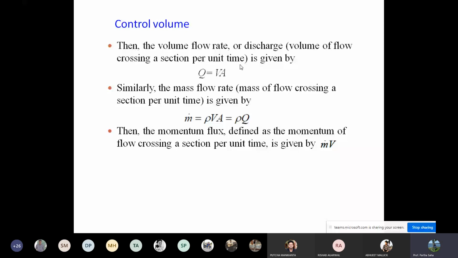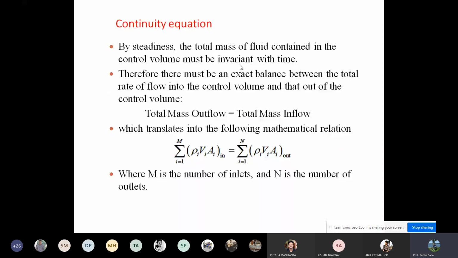The momentum flux, defined as the momentum of the flow crossing a section, is given by m dot V. These are the control parameters we are going to consider. Then, with conservation of mass and steadiness, if the total mass of fluid contained in the control volume is invariant with time, that means the mass remains constant. There must be an exact balance between the total rate of flow. The volumetric rate of flow must be equal: mass inflow and mass outflow should be equal.